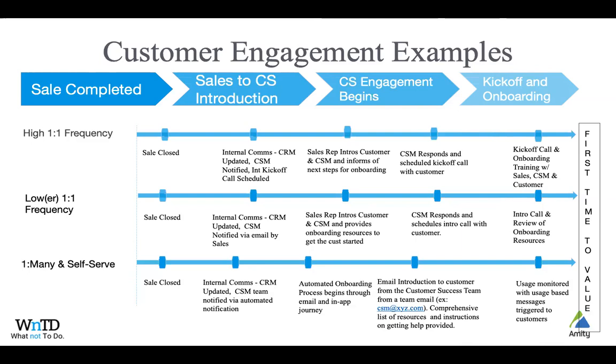So to recap, when determining what your ideal customer engagement framework should be, you're looking at what your customer segmentations are and what their needs are. Looking at what content and educational information they need and how you can automate some of that and augment their existing communication with their CSM. And all of that, regardless of the customer segmentation, is getting to first time to value.